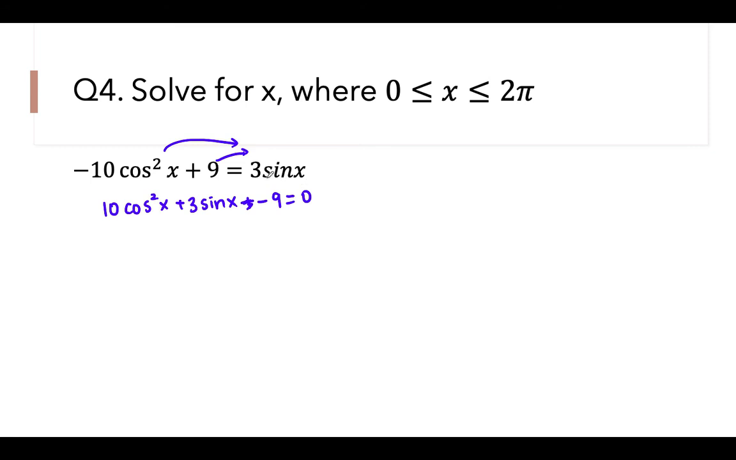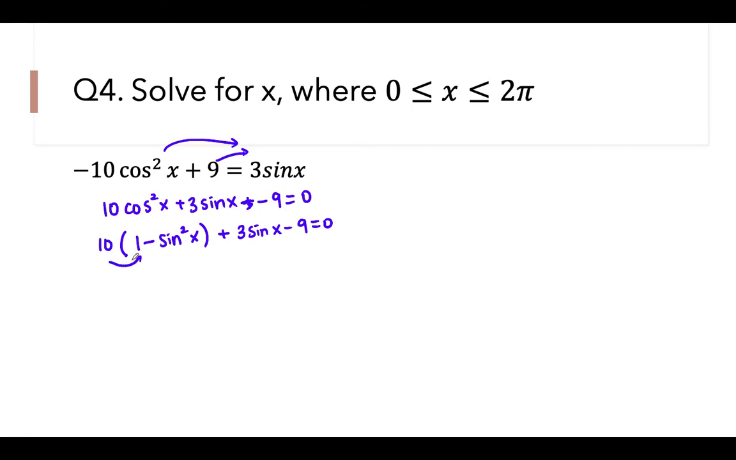Okay. Now, unfortunately, we have two different trig ratios, cosine and sine. So what I'm going to do is change cosine into sine. Using a Pythagorean identity, we know that cos squared x is equal to 1 minus sin squared x. So 10 bracket, I'm going to replace cos squared x with 1 minus sin squared x, and then plus 3 sin x minus 9 equals 0.